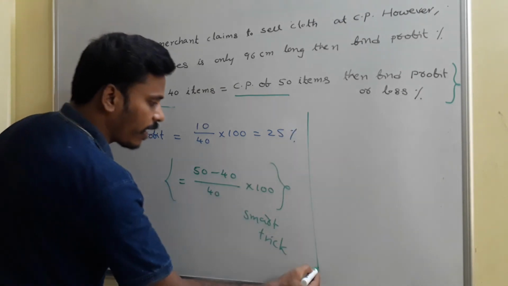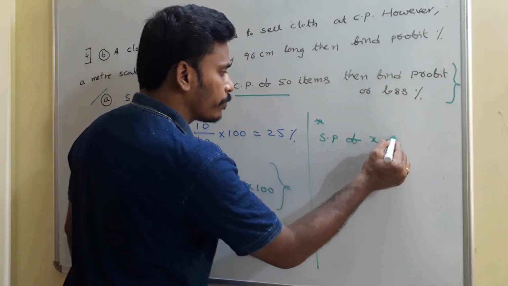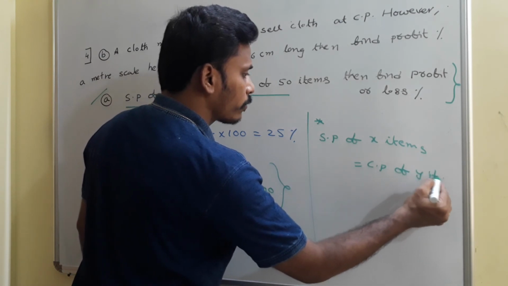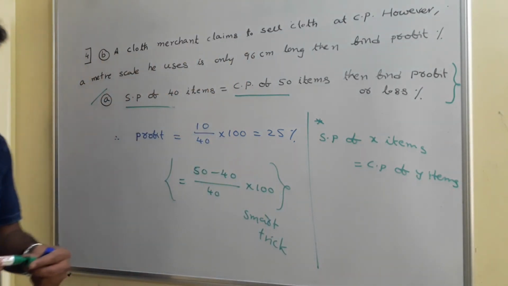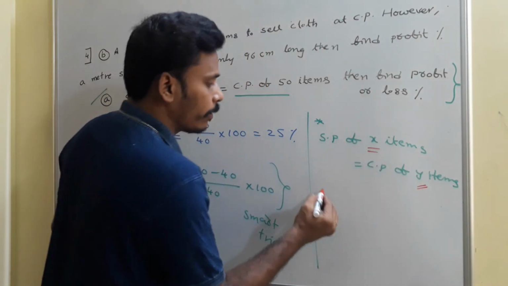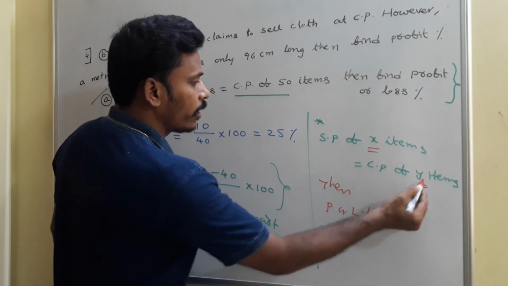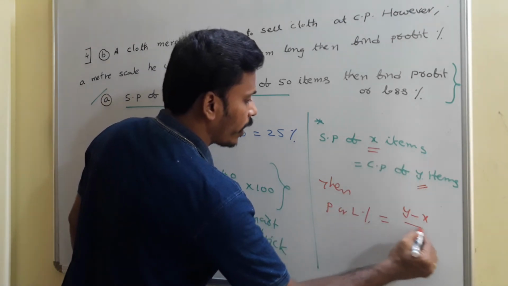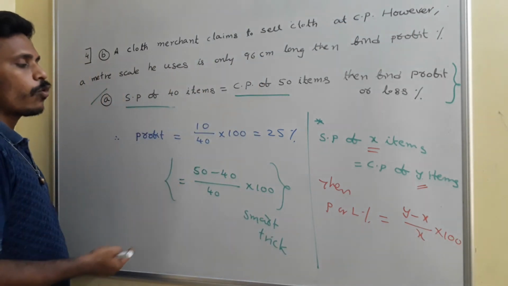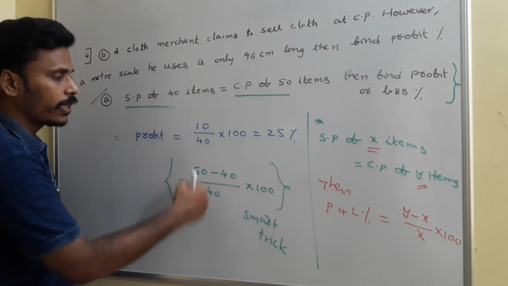Both are the same. So at the end, what I am going to generalize is, selling price of X items is equals to cost price of Y items. If I have it like this, once again pay your attention. Selling price of X items is equals to cost price of Y items. Then in that case, profit or loss percentage can be calculated by Y minus X divided by X into 100. This is the shortcut. Here you wrote 50 minus 40 divided by 40 into 100. It gives you the answer, right?